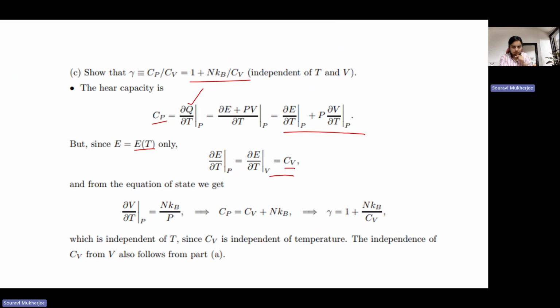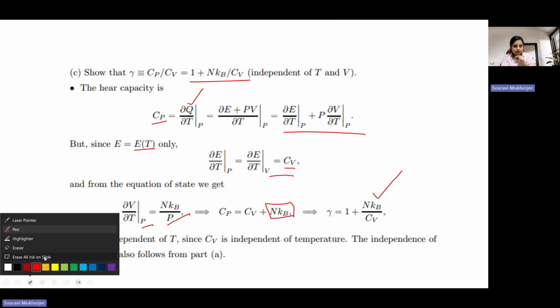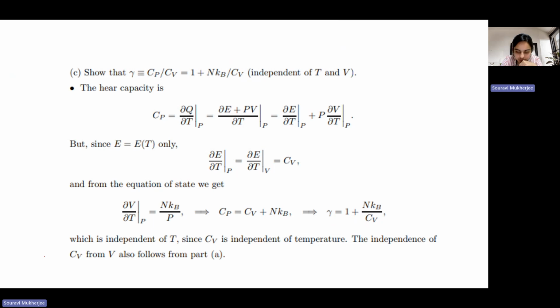So when you substitute here, what do you get? del V del T at constant pressure is n kB by p. That comes from the equation of state. So if you substitute it here, you get a relation between Cp and Cv, and this is independent of T or V. It's a constant quantity, right? So now gamma is Cp by Cv, so divide both sides by Cv. So gamma becomes 1 plus n kB by Cv, which is independent of T and V. So that's how you can answer this kind of questions.